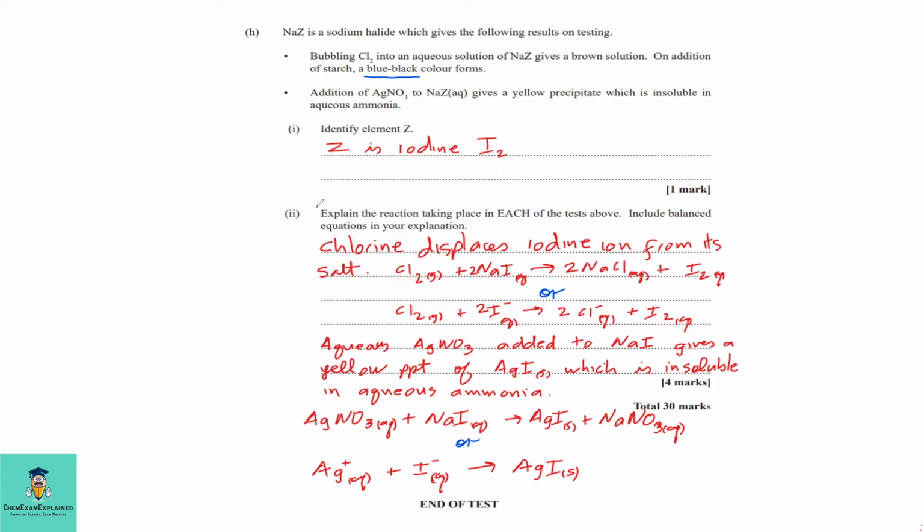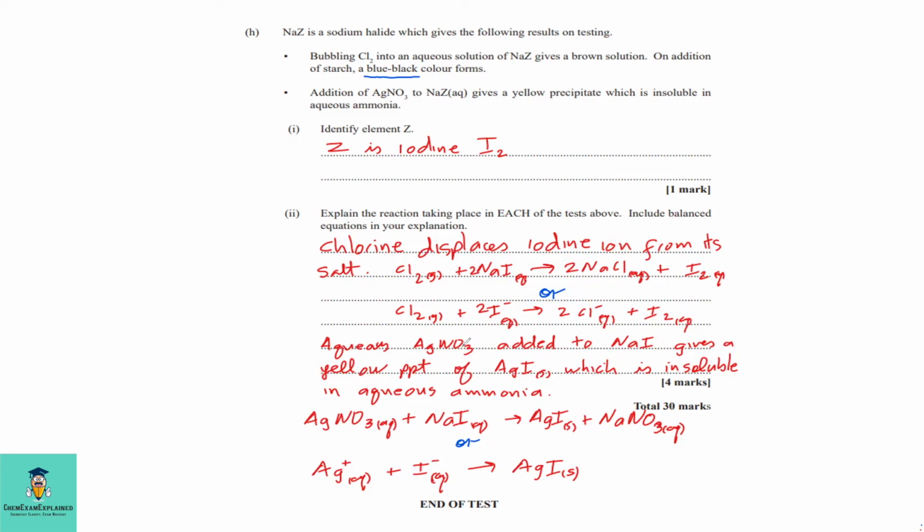Part 2. Explain the reaction taking place in each of the tests above. Include balanced equations in your explanation. Now, you recall me saying that chlorine displaces iodine from its salt. So chlorine would react with NaI to produce NaCl plus aqueous iodine. Or you could write the ionic equation by saying Cl2 gas plus 2I minus produces 2Cl minus plus aqueous I2.